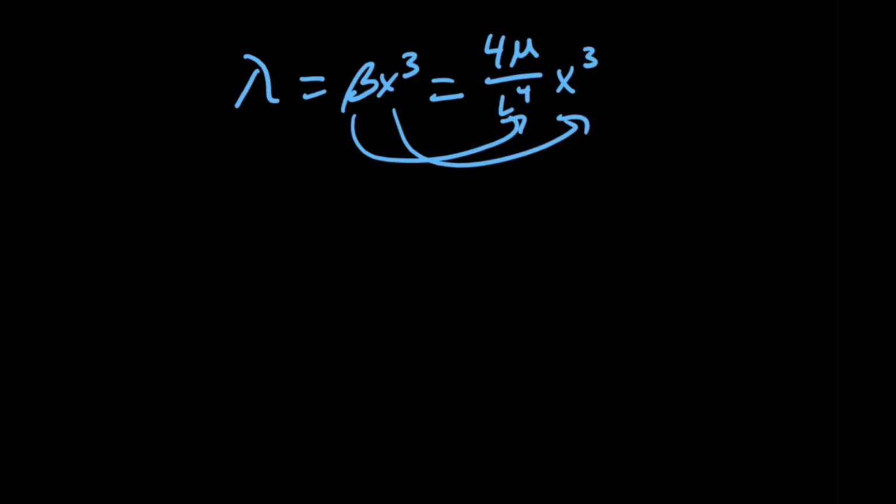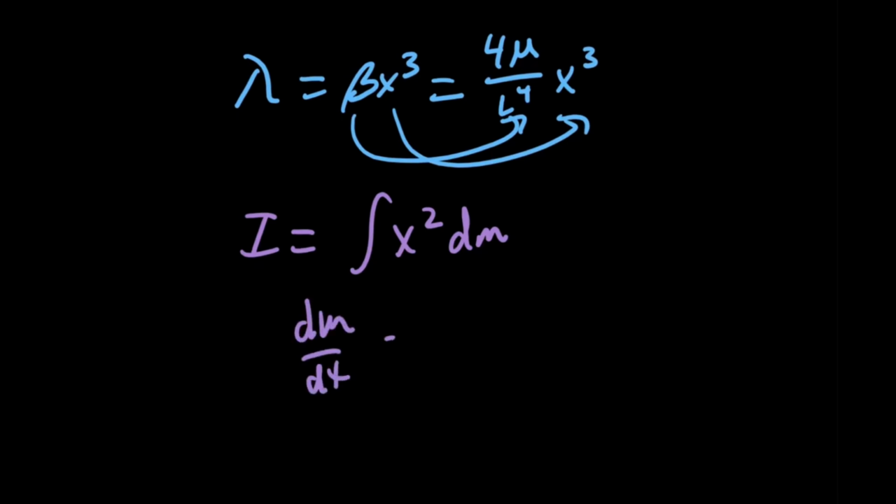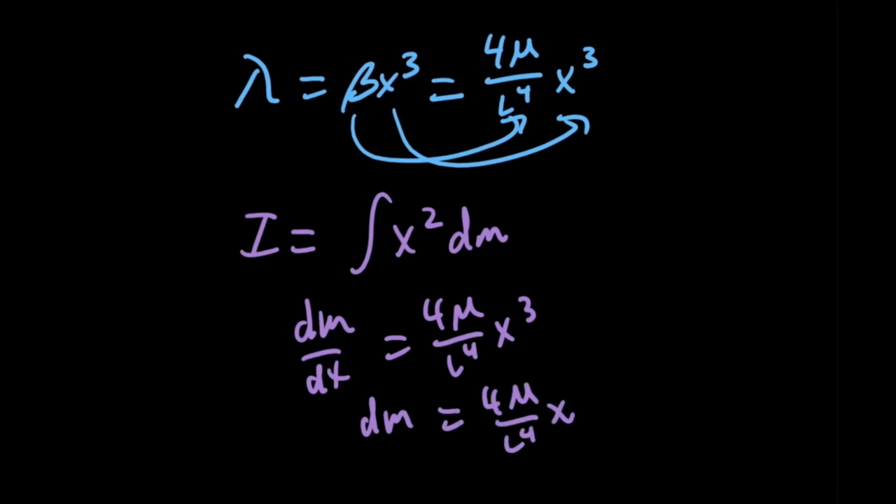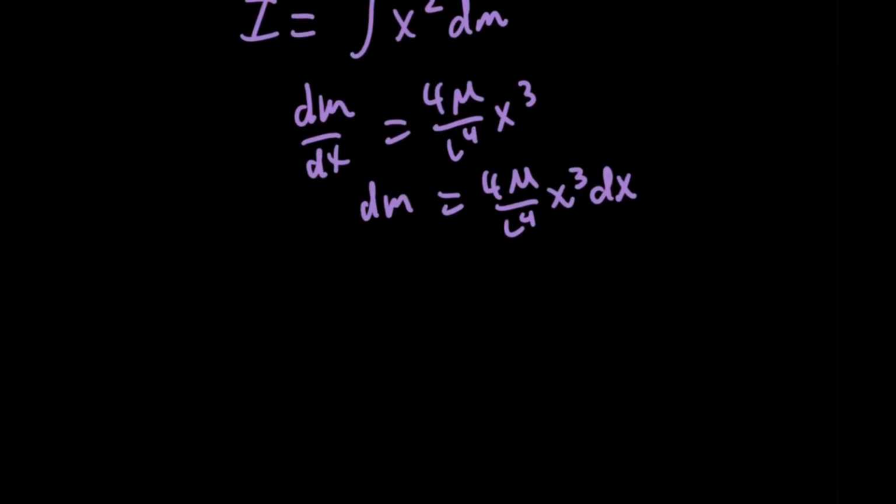we can now use that equation that we had before. So I is equal to the integral of x squared dm. And you'll notice I'm not using r squared, I'm just using x instead of r. That's pretty common. It's just a little bit easier. We know that dm dx is equal to 4m over L to the 4th x cubed. Therefore, dm is equal to 4m over L to the 4th times x cubed dx. And that's getting a little bit long here, but now we can do a pretty simple substitution.